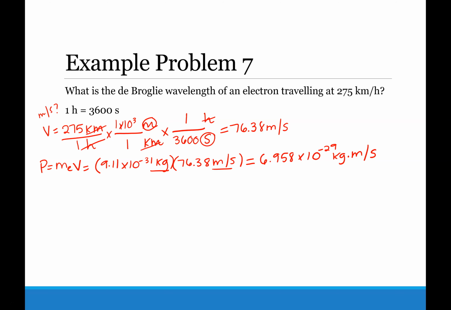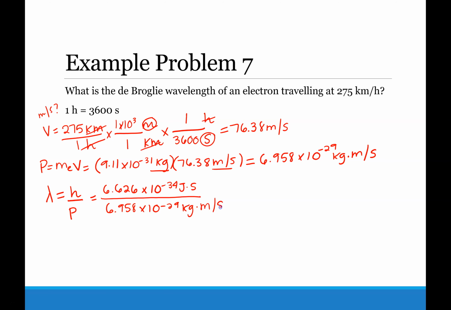Now that we have a P, we can go ahead and use the de Broglie equation to calculate the wavelength. So wavelength equals h divided by P. H is going to be Planck's constant, and it will always be 6.626 times 10 to the minus 34 joule seconds, divided by the P that we calculated, so 6.958 times 10 to the minus 29 kilogram meters per second.